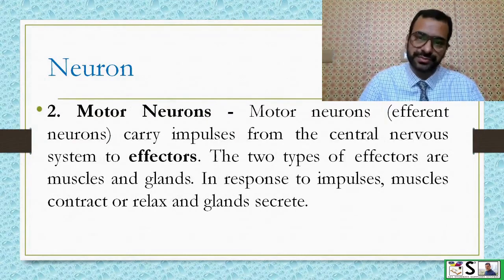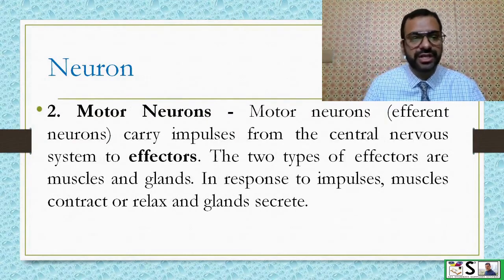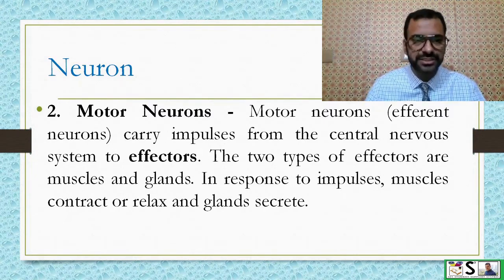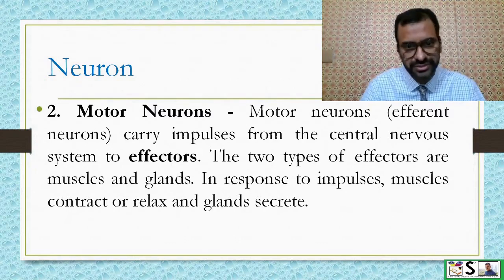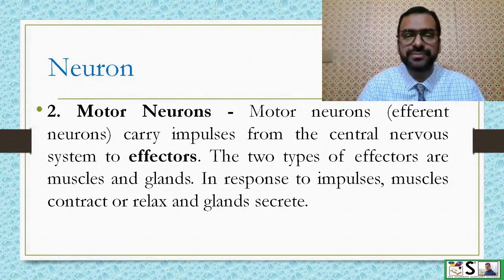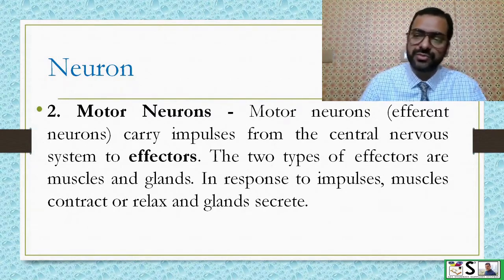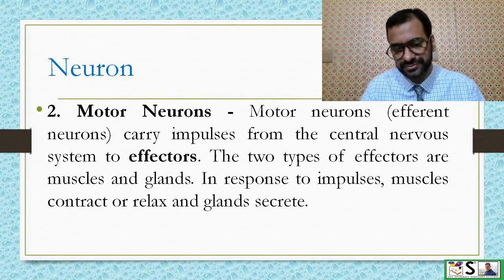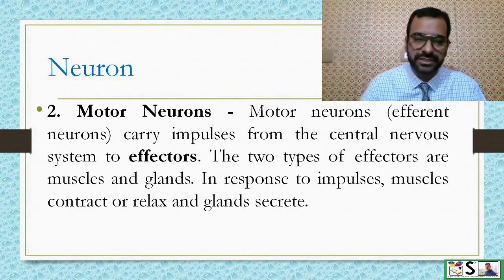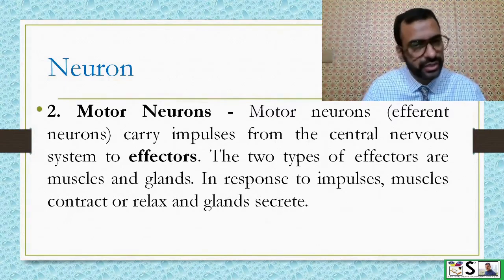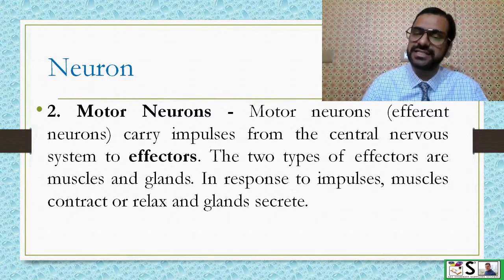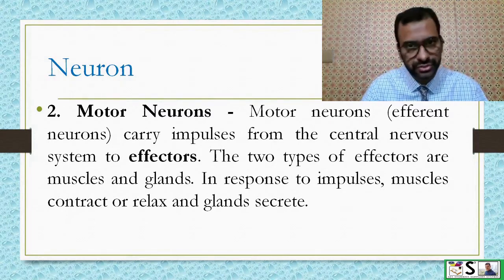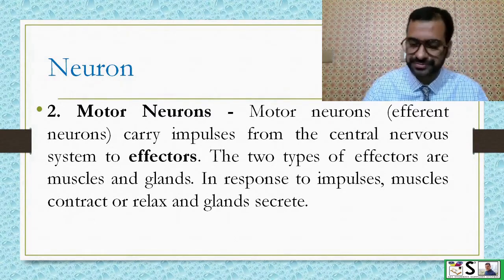Second is the motor neuron. Motor neurons or efferent neurons means outgoing neurons. They carry impulses from the central nervous system to the effector organs, meaning where it will work. The two types of effectors are muscles and glands. In response to the impulse, muscles contract or relax and glands secrete juices or hormones.